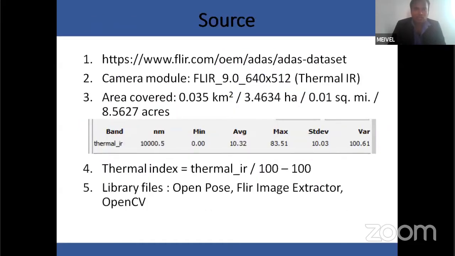I collected sources from the FLIR.com website, and I collected the data sheet. That data sheet covered the camera models, FLIR cameras, similar to thermal IR. The images covered 8.5627 acres. The thermal IR has a 10,000.5 nanometer wavelength and a maximum temperature coverage of 83.51. I collected this formula for the thermal index value, and included library files: FLIR image extractor, OpenCV, and others.